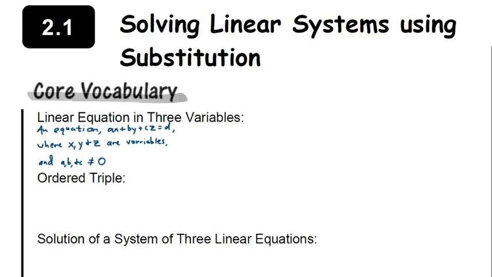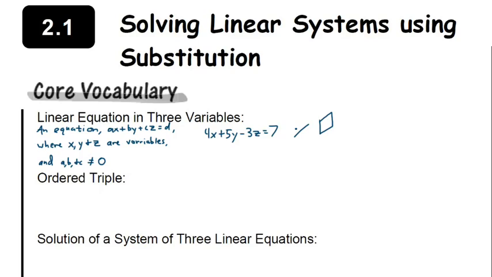An example of this would be 4x plus 5y minus 3z equals 7. This actually is a plane. You remember in geometry you had points, you had lines, and you had planes. It's kind of like a sheet of paper is a plane in a three-dimensional field. So a linear equation in three variables makes a plane, like a sheet of paper.